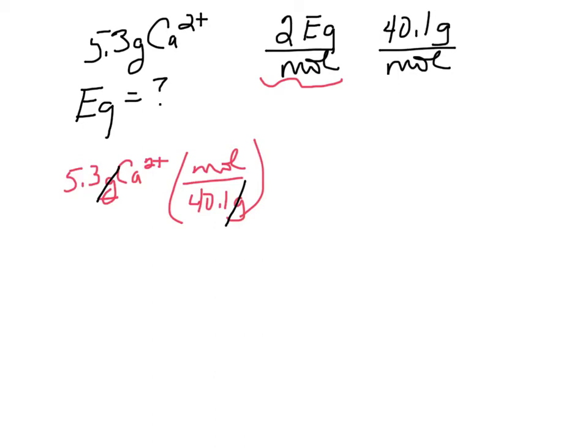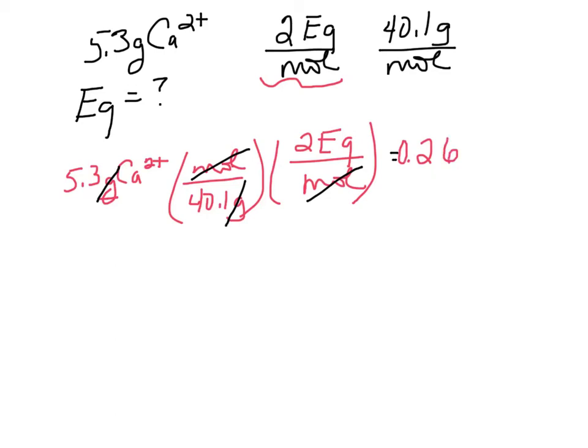I've got to know equivalents. So now I have moles in the numerator, I need moles in the denominator, and I know the relationship there is 2 equivalents. So now moles cancels with moles, and what I'm left with for units is equivalents, and I have 5.3 times 2 divided by 40.1, and so I have 0.26 equivalents in this sample.